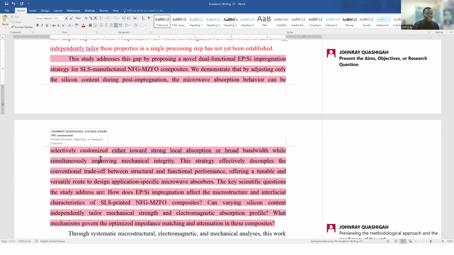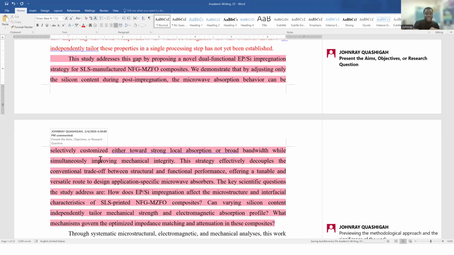Welcome. Yes, so if you can see, the person is now presenting what he or she is about to do. That's the aim, the objective, and the research question. So after he has finished with all those, he's now presenting the aim or the objective. So you must follow this order.